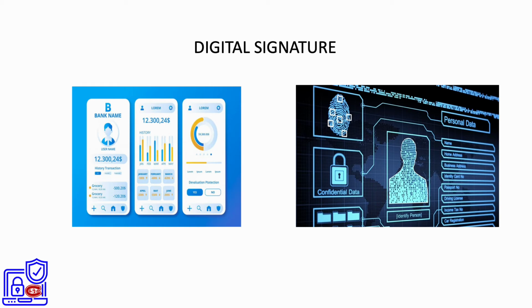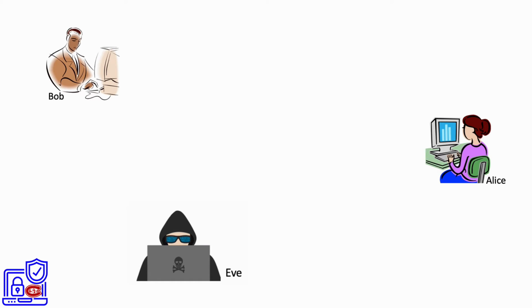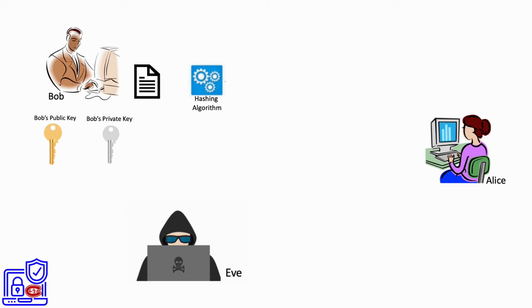Let's see how. We again have Alice and Bob and Eve. Bob has a public and private key. Remember that the public key can be shared with anyone, either Alice or Eve, or you and me. Now, if Bob wants to send a message to Alice, he would first create a digest using a hashing algorithm. A digest might look something like this. It is usually a string of digits.